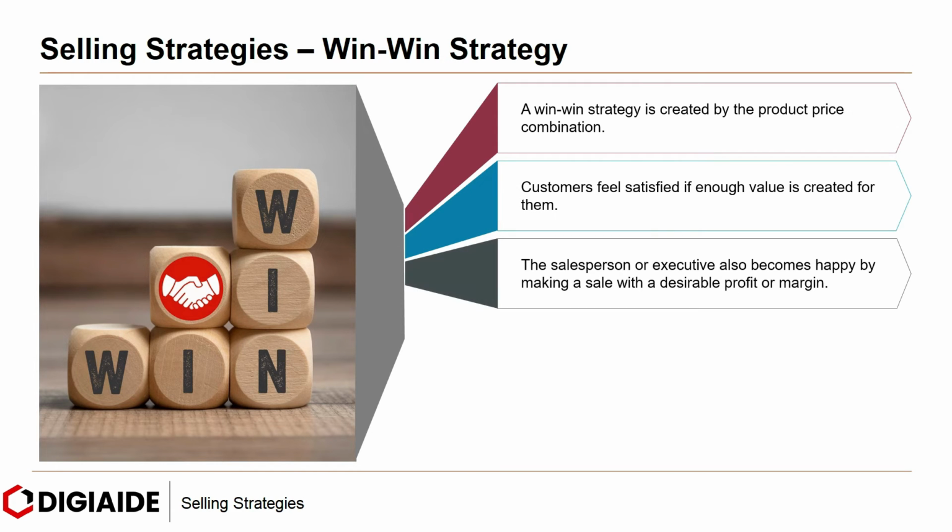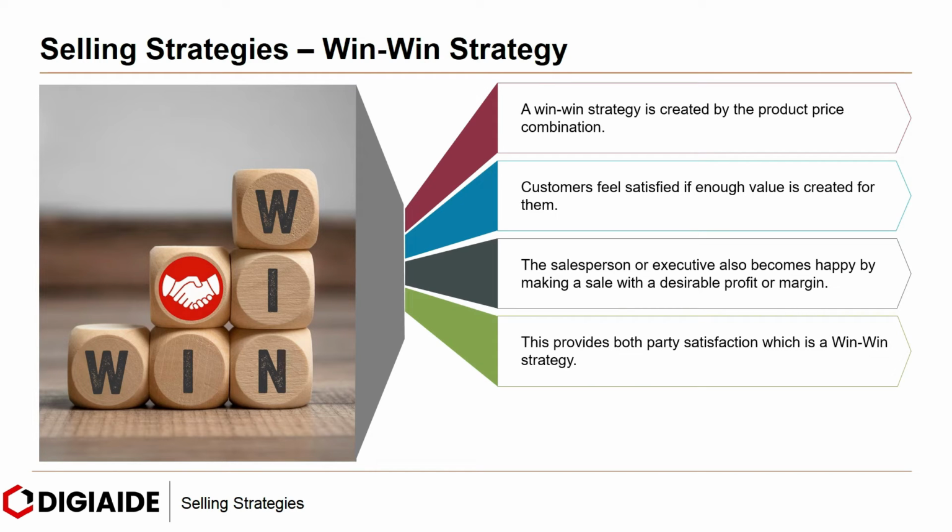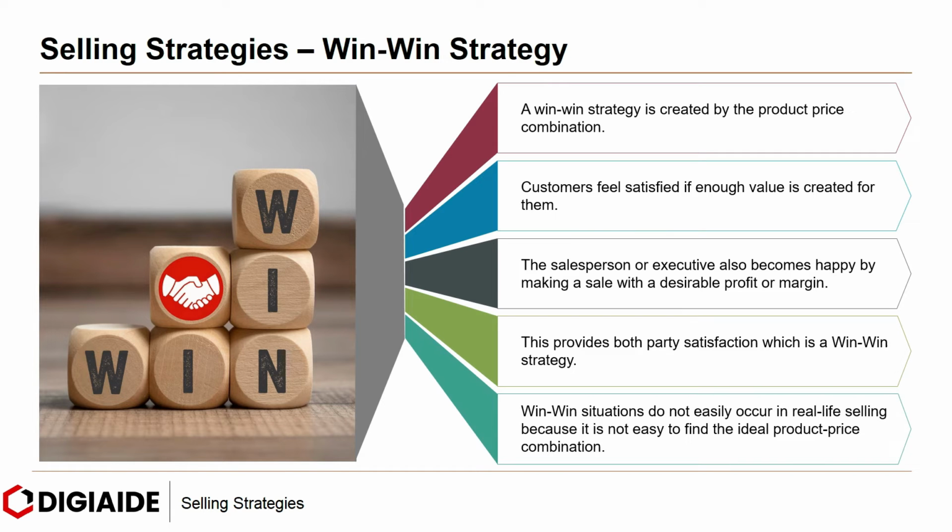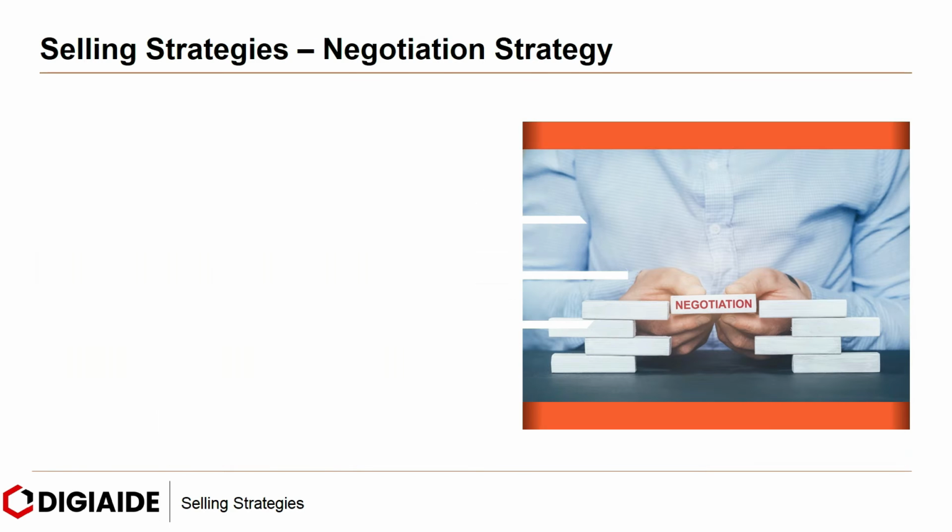The salesperson or executive also becomes happy by making a sale with a desirable profit or margin. This provides both parties satisfaction, which is a win-win strategy. Win-win situations do not easily occur in real life selling because it is not easy to find the ideal product-price combination. Moving on to a negotiation strategy.